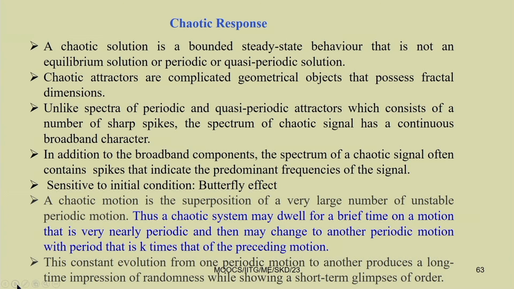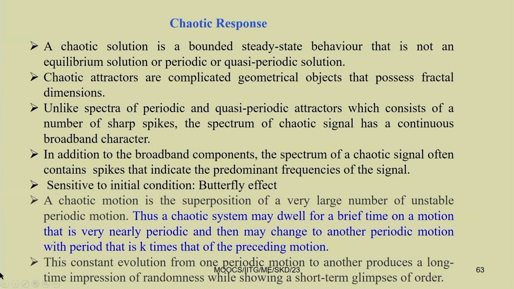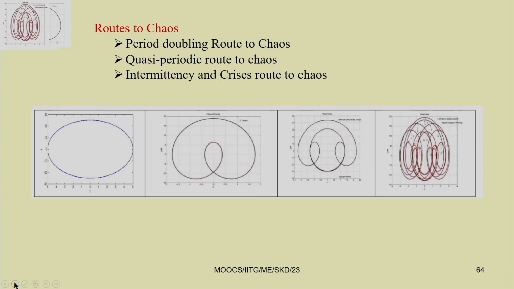Thus a chaotic system may dwell for a brief time on a motion that is very nearly periodic and then may change to another periodic motion with a period that is k times the preceding motion. By changing this initial condition, this k also can be changed, so you can reach another chaotic attractor. This constant evolution from one periodic motion to another produces a long time impression of randomness, while showing a short term glimpse of order.